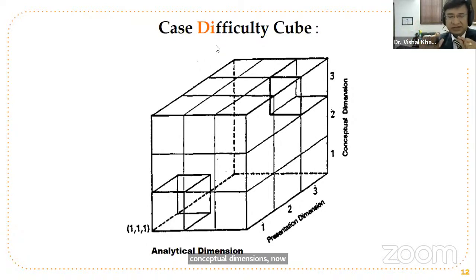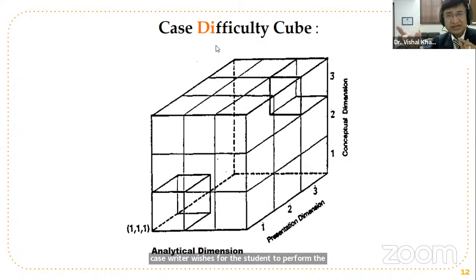Now I'm discussing the first part, that is the analytical dimension. This dimension indicates the analytical tasks that the author wishes for the student to perform. Again, I'm repeating the statement, which is very important: the analytical dimension indicates the analysis task the case writer wishes for the student to perform.